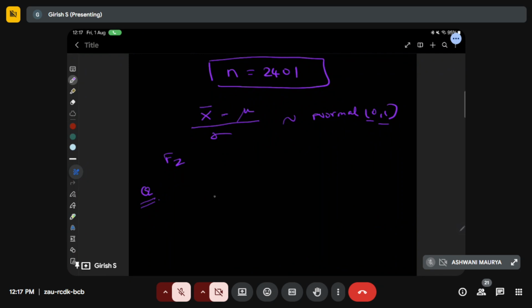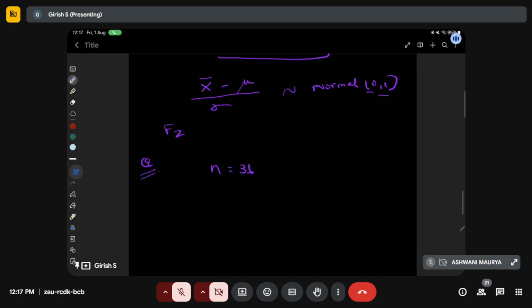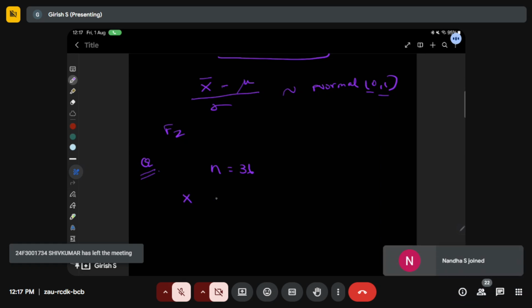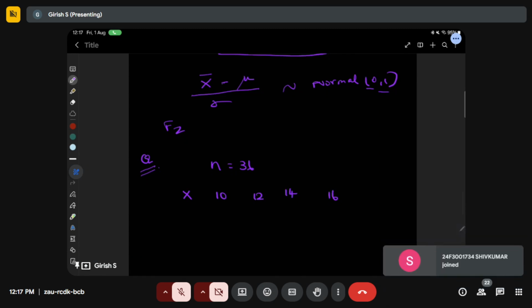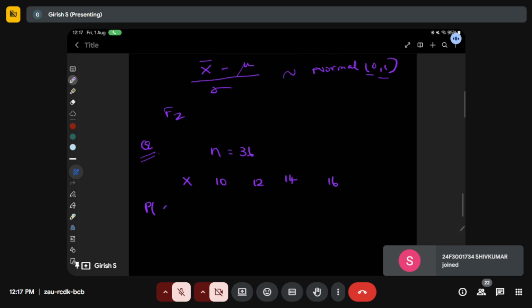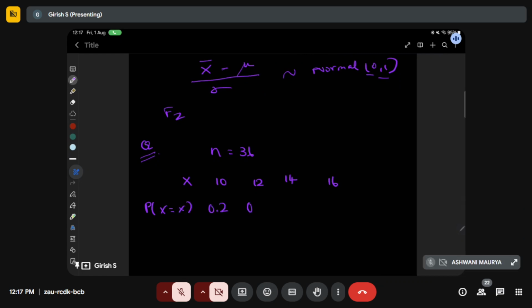So we are given n is 36. Each random variable, like each cherry puff, has the following distribution: 10, 12, 14, 16. The probability of X equal to x is 0.2, 0.4, 0.1, 0.3.